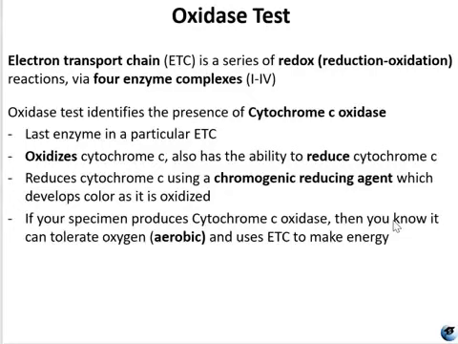Cytochrome oxidase differs between bacterial types and can be used to differentiate closely related bacteria for diagnostic purposes. At the very least, if a specimen produces cytochrome C oxidase, then you know that it can tolerate oxygen and use the ETC to make energy. For example, the gram-negative Pseudomonas aeruginosa and gram-negative Vibrio cholerae use cytochrome C oxidase, which can be detected using the oxidase test, whereas other gram-negative Enterobacteriaceae like E. coli are negative for this test because they produce a different cytochrome oxidase other than cytochrome C oxidase.